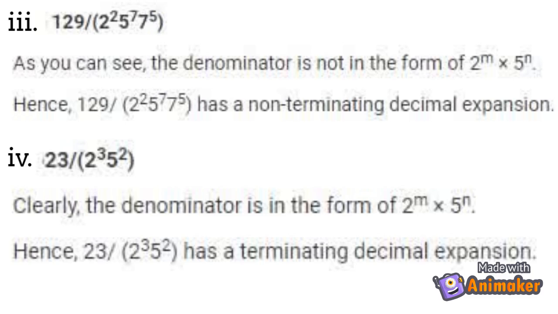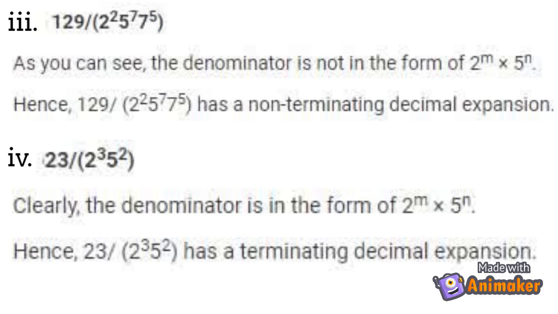Okay. Let's check another example, that is 129 divided by 2 to the power 2 into 5 to the power 7 into 7 to the power 5. Since you can see that the denominator is not given in the form 2 to the power m into 5 to the power n. Here it is given in the form 2 to the power 2 into 5 to the power 7 into 7 to the power 5. So it is a non-terminating decimal expansion.